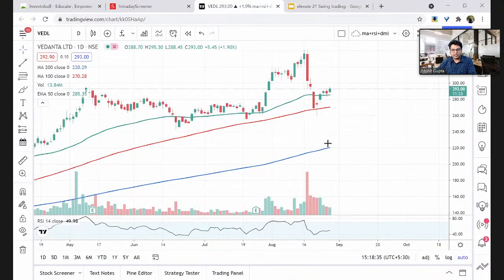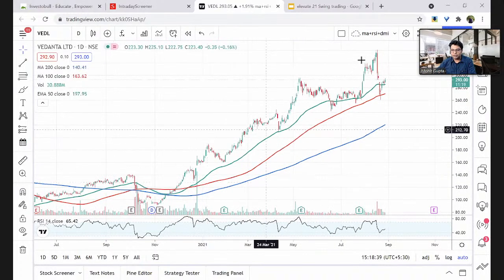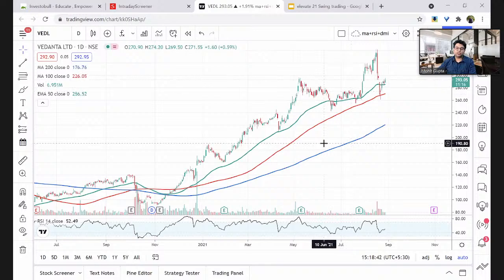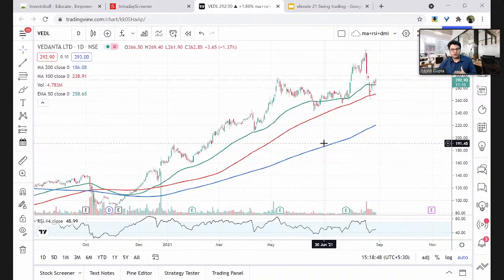VEDL. You can see clearly in this chart the swing which has happened from almost 128 rupees to almost 300 rupees, with a 340 rupees high made right now. This is an example of a trending sector, a trending stock where fundamentals or earnings have support, and there you trade breakouts or pullbacks. Again, you can trade breakouts as well as pullbacks in such stocks. How to trade it?